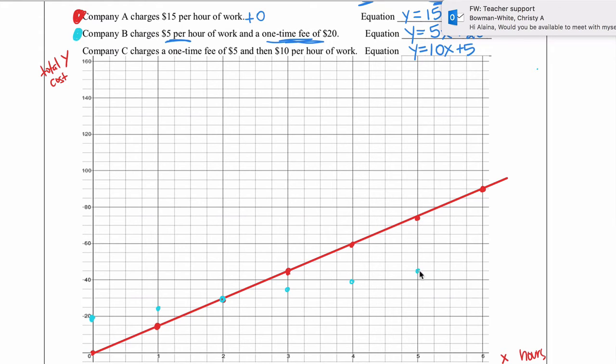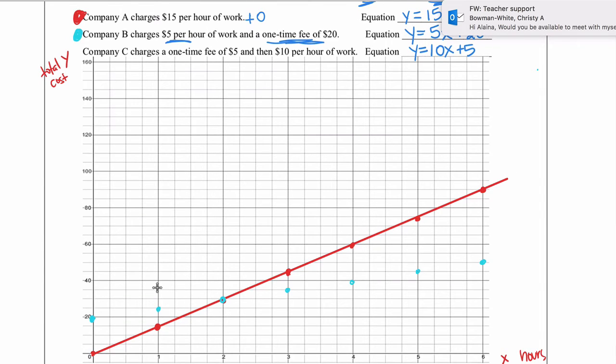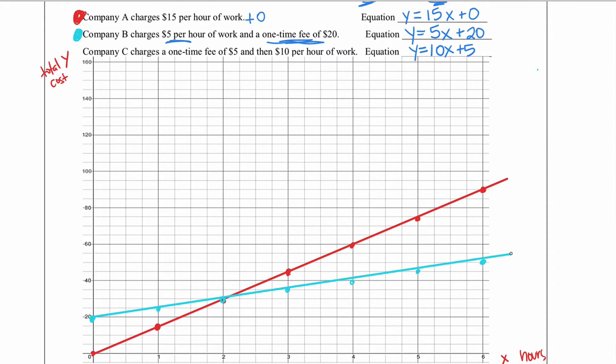$5 for an hour. So notice the line is not as steep. They charge less per hour, so they have a lower slope, but they have a higher starting cost. So it starts out more expensive for company B, but once you hit 2 hours and above, anything more than 2 hours is costing less for the job. So that's good to keep in mind. We're going to choose what company to pick based off how many hours our job is going to be.